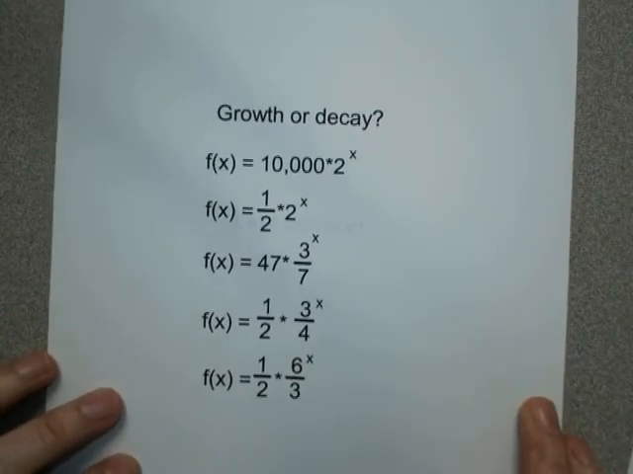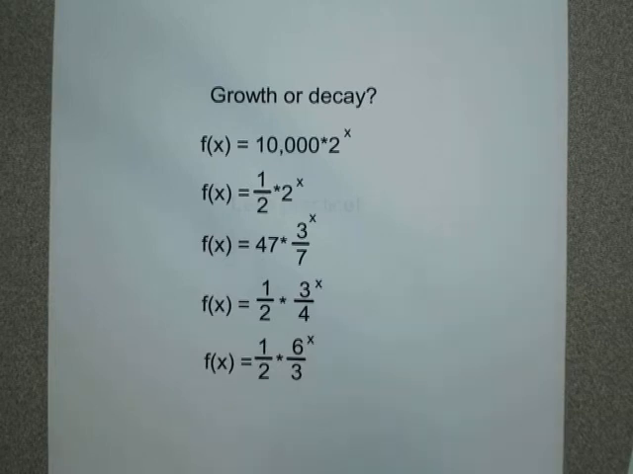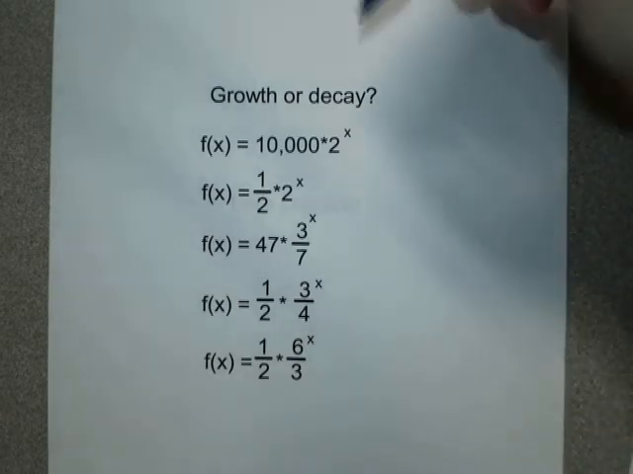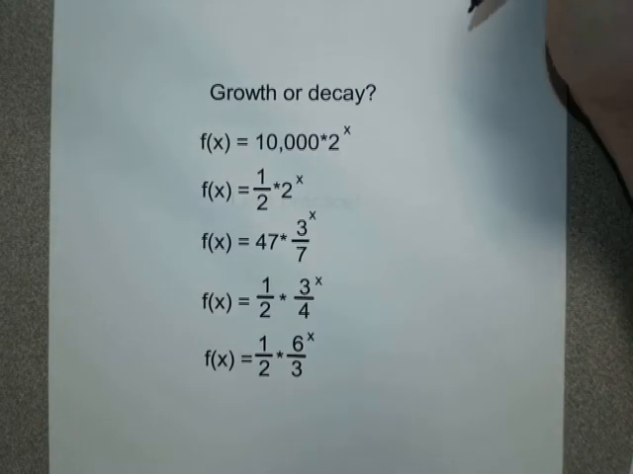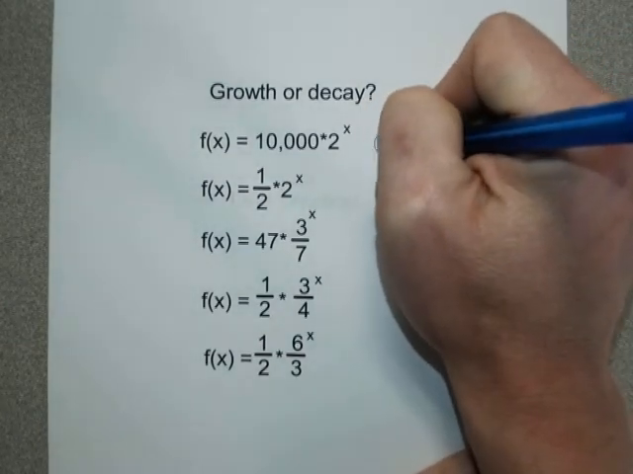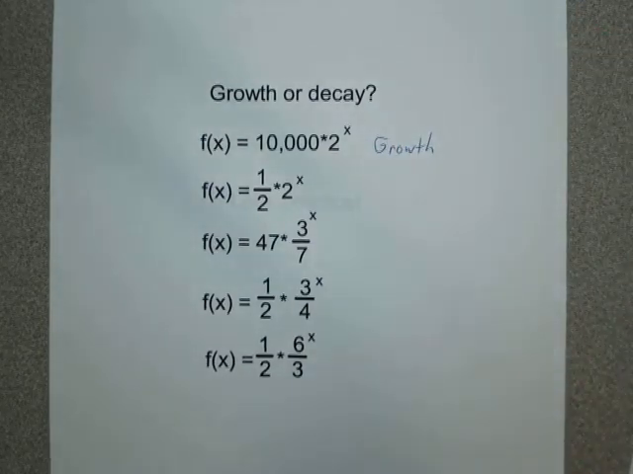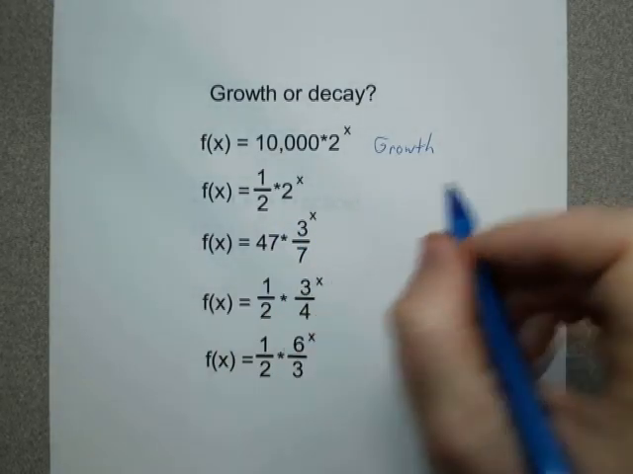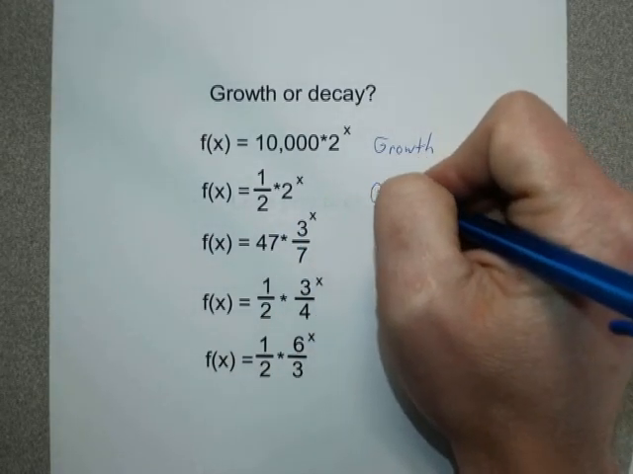So the question here is going to be, are these examples of growth or decay? So the first one is 10,000 times 2 to the power of x, which was yesterday's equation, and it is growth. So keep trying these and see if maybe you figured out the answer. If you haven't, I'm going to go over why they're right or wrong in just a second. So the second one is 1/2 times 2 to the power of x. Is this growth or is it decay? And this might surprise some of you, but this one is growth.